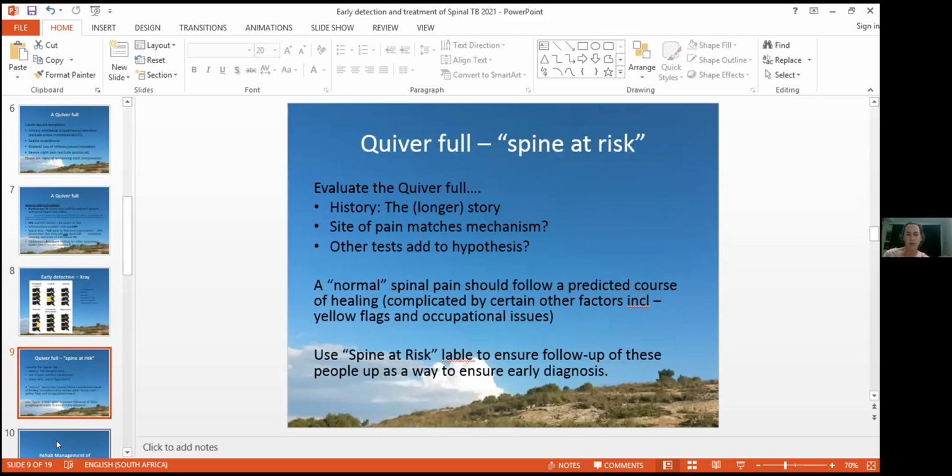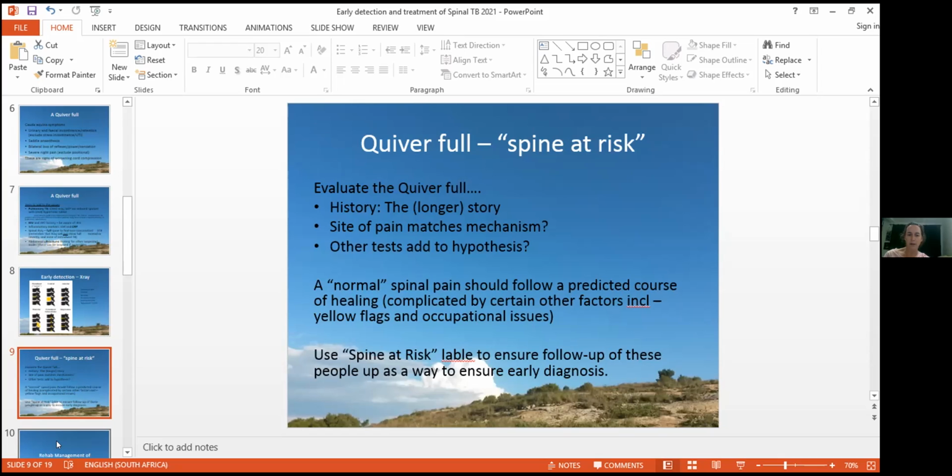So once you've evaluated all of those little things that you can see and dig around for, then you can consider all of those elements, whether they're positive or negative elements in it, and the story, the longer story, not the short story. Hello, doctor, I've got back pain, and you prescribe Panado. But the site of pain, does the site of pain match the mechanism that you're suspecting? And are there other tests that you can add to the hypothesis? A normal spine pain should follow a predicted course of healing, complicated by certain factors, including yellow flags and occupational issues and grant requests and things.